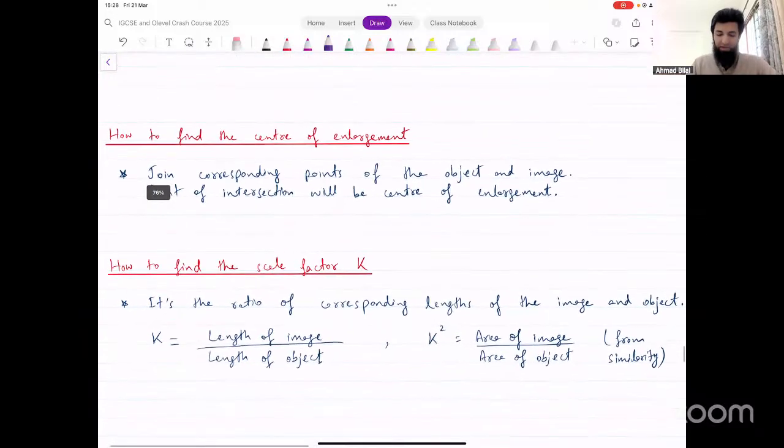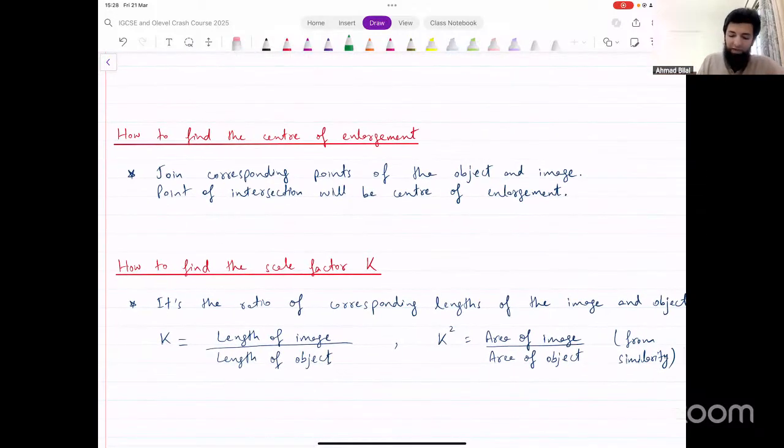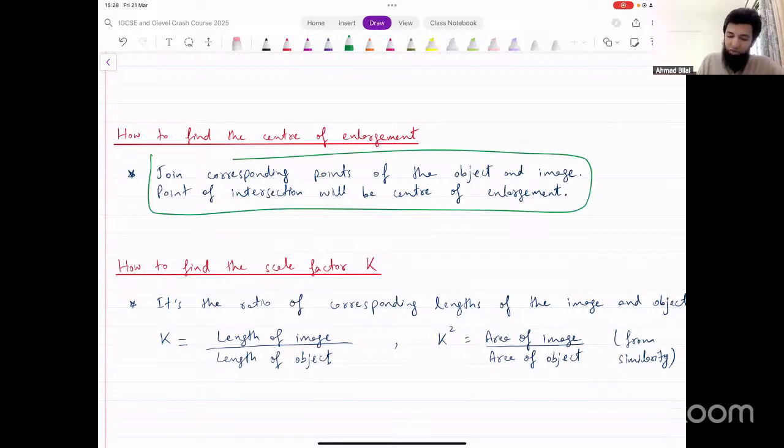This is the process for that. It's the summary of that. Now, how do you find the center of enlargement? You join corresponding points of the object and its image. The point where they intersect, that is going to be the center of enlargement.